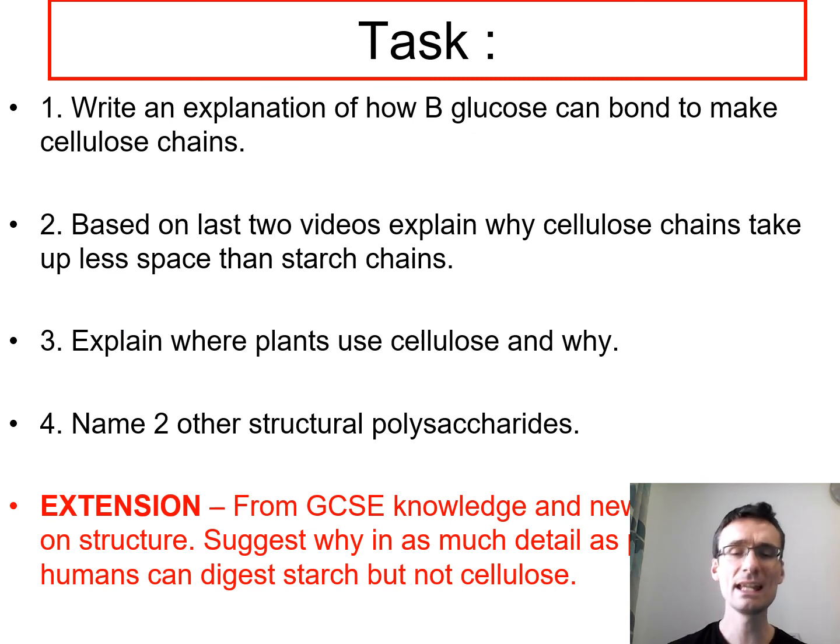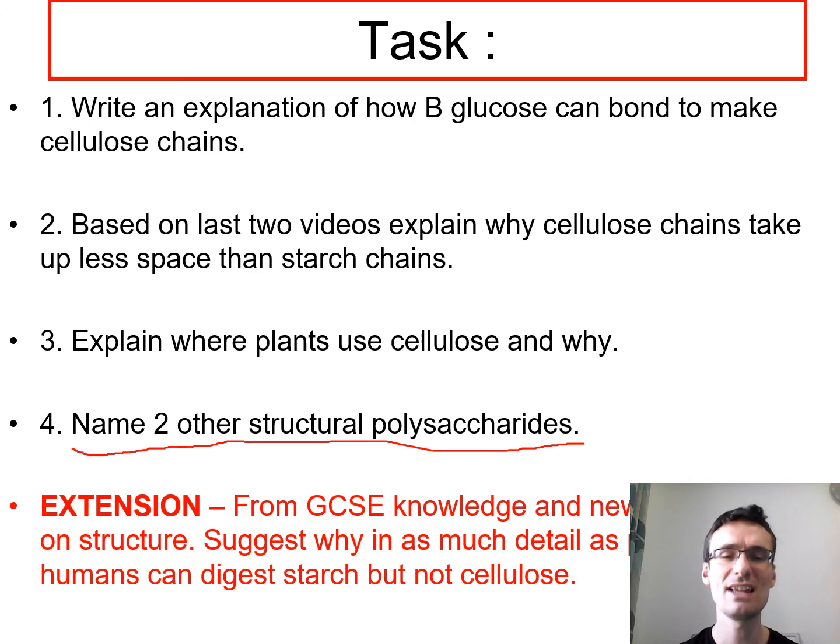Some key information here for you to answer, see if you can answer these questions. Question number 4 we haven't addressed yet, but just briefly to let you know, there are two types of other structural polysaccharides you might need to know the name of, and that is in insects there is a molecule called chitin, okay, and in bacteria cells, the cell wall of a bacteria cell is made up of something called peptidoglycan, which you can have a look up in your own time.